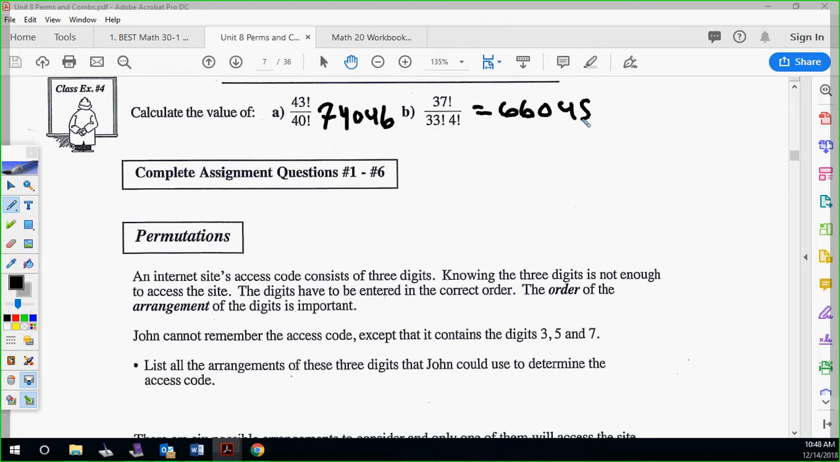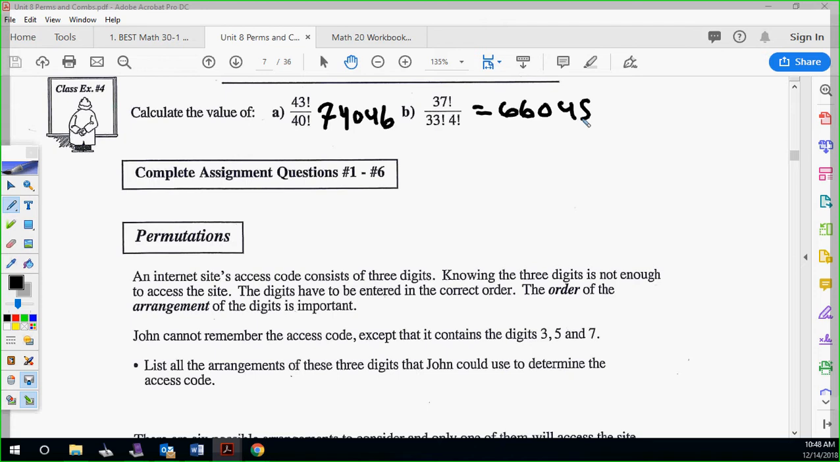Now we can do permutations. I think the biggest complaint that I've heard on these is when do I use permutations versus combinations? I understand the difference. Okay. An internet site's access code consists of 3 digits. Knowing that 3 digits is not enough to access a site, the digits have to be entered in the correct order. The order of the arrangement is important. Okay, so permutations, order is important. That's what we're thinking about, okay?